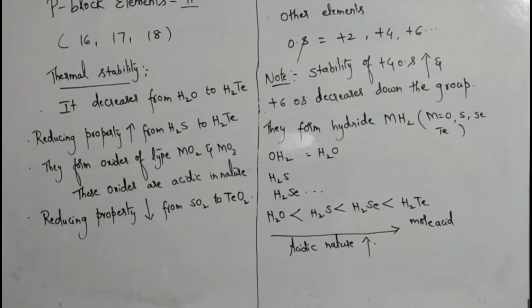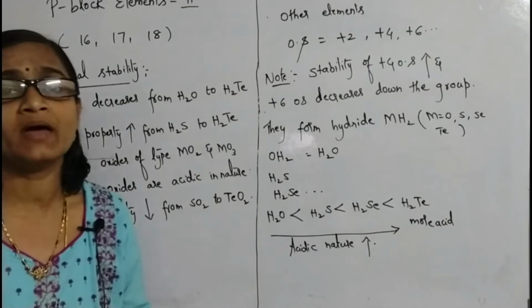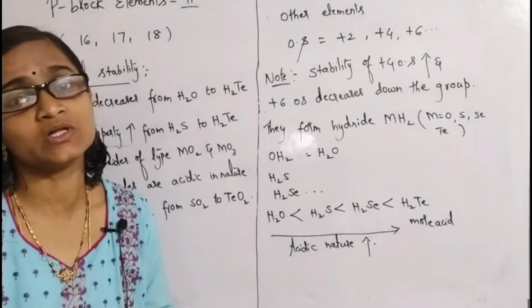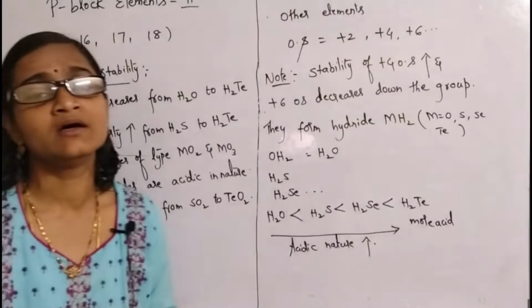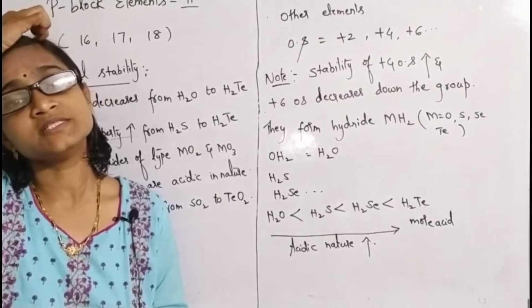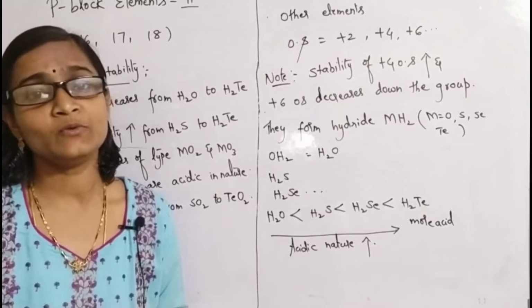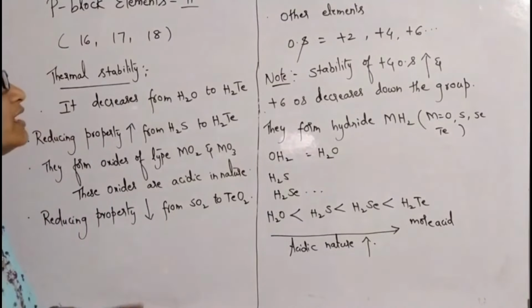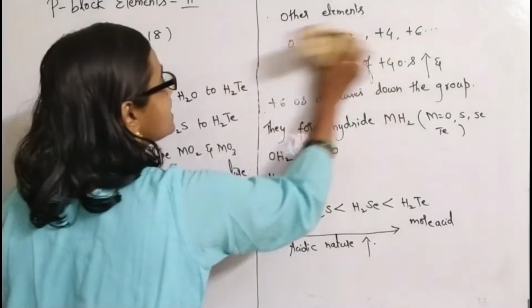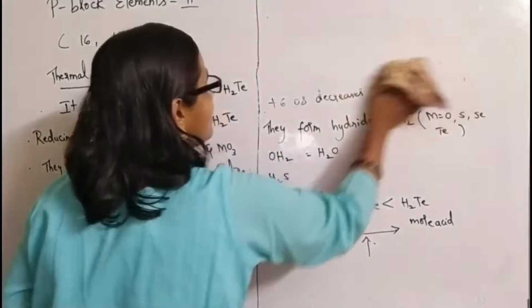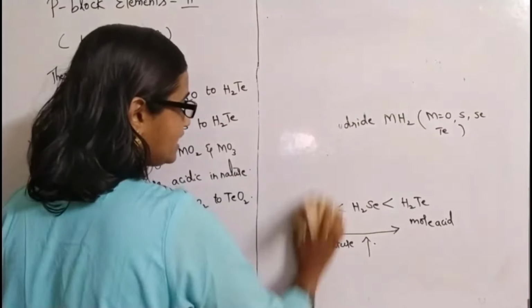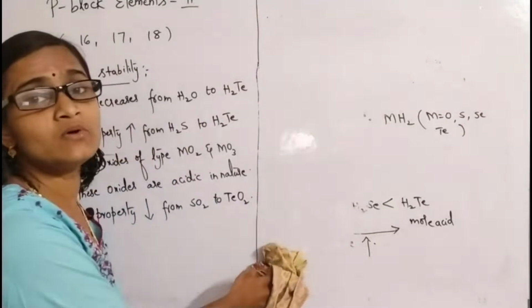And next, they can form halides. Halides of what type can they form? MX2 type, MX4 type, and even MX6 type halides they form. Halides means with halogens, with 7A group elements. So these are the general properties exhibited by 6A group elements.